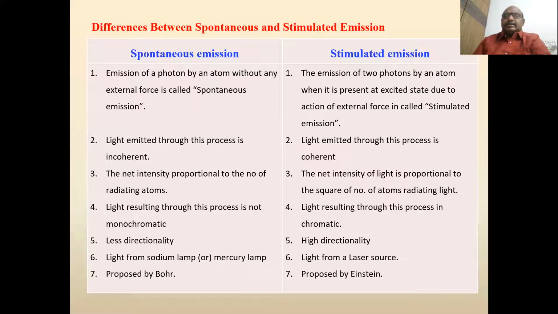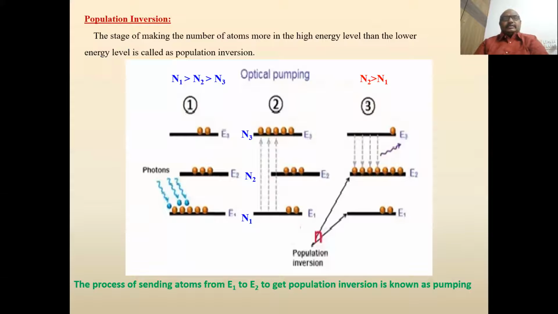Stimulated emission is the emission of two photons by an atom present in the excited state due to the action of an external force. Light emitted through this process is called coherent radiation. The net intensity of light is proportional to the square of the number of atoms radiating light. It is highly directional and highly monochromatic. An example is light from a laser source. It was proposed by Einstein. So, what is population inversion?